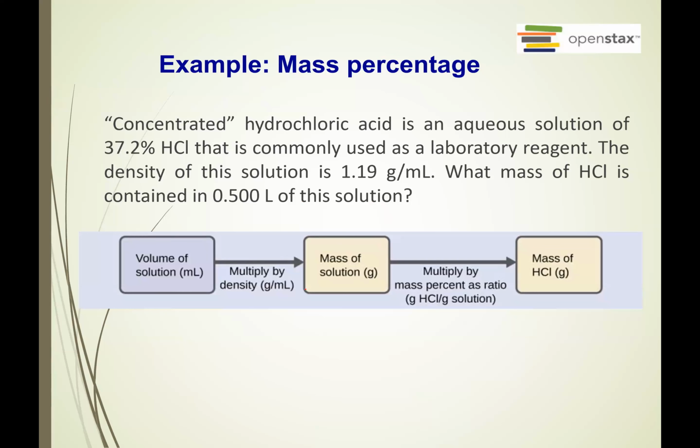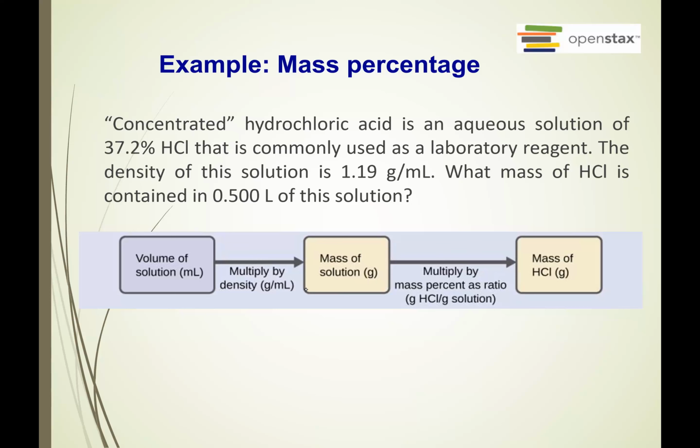Concentrated hydrochloric acid is an aqueous solution with 37.2% HCl that is commonly used as a laboratory reagent. The density of the solution is 1.19 grams per milliliter. What mass of HCl is contained in 0.5 liters of this solution?